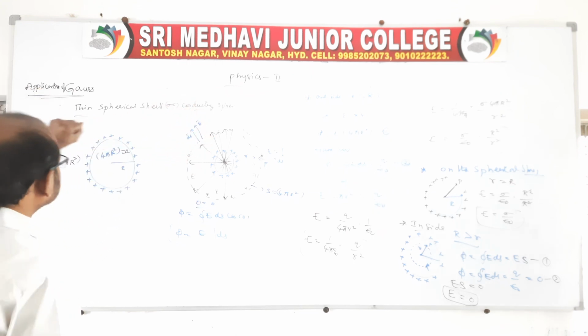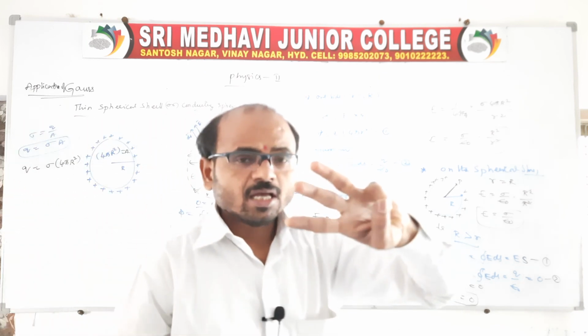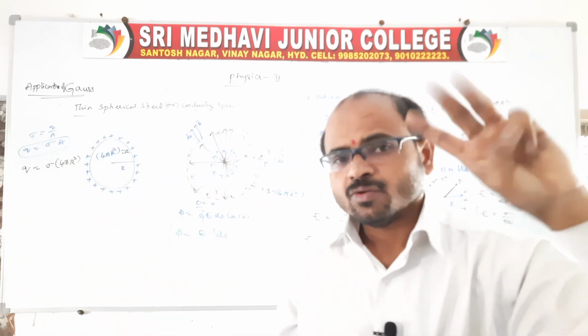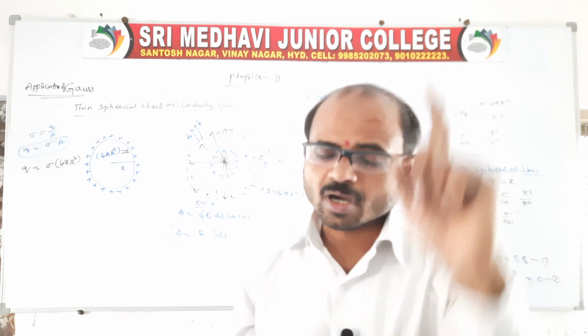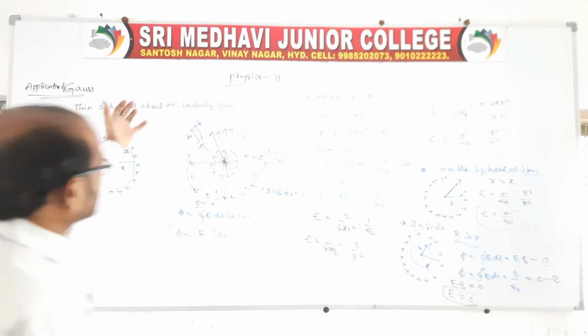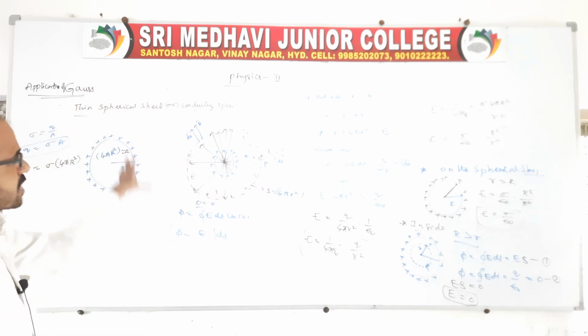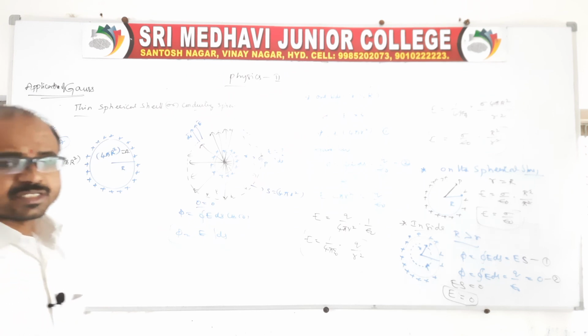So this is for a 4 marks question in case of Gauss law applications. There are 3 Gauss law applications according to the IP pattern. One is the uniform long wire. Second is the uniform plane sheet. Third is the spherical shell or conducting sphere. These are the derivations related to applications of Gauss law.